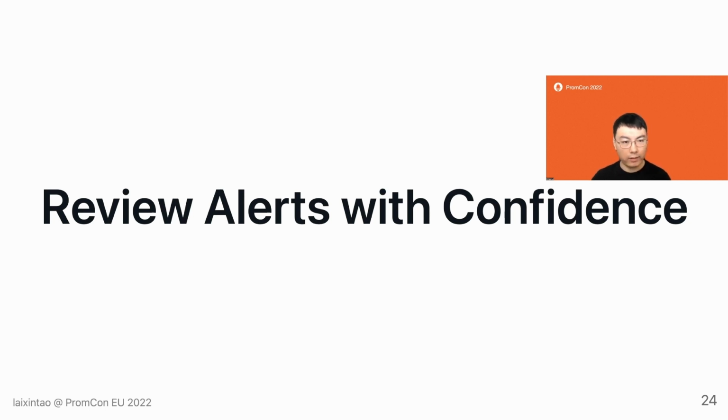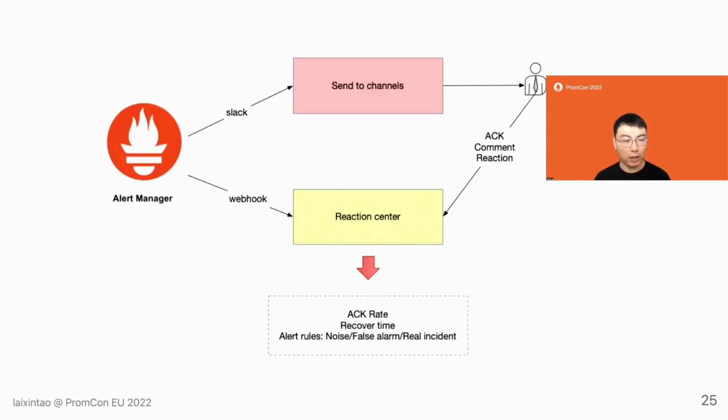How can we do this? We need to have the information, right? We do this with alert manager. We actually create a reaction center, a system. In alert manager, we configure a route at the very beginning. When an alert should be fired, alert manager sends the alert using a webhook to our reaction center first. Then alert manager will send the alert to other channels based on the routing configuration.